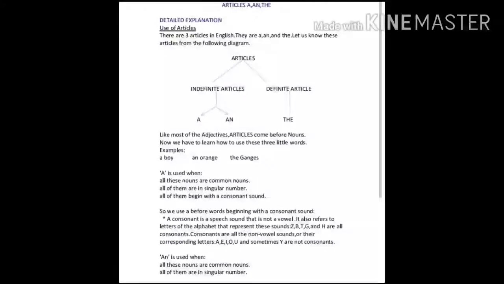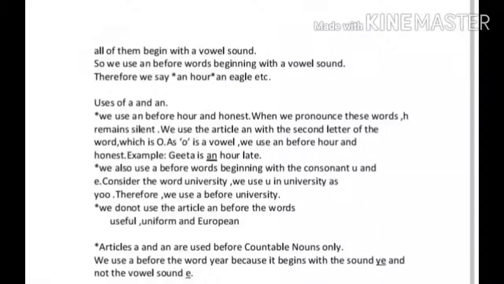Second point, we also use a before words beginning with the vowels U and E. Consider the word university. We read U in university as Y-O-O. Therefore, we use a before university. We do not use the article an before the words useful, uniform and European. Articles a and an are used before countable nouns only. We use a before the word year, because it begins with the sound ye and not the vowel sound e.